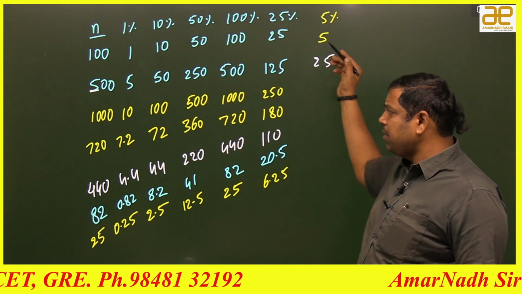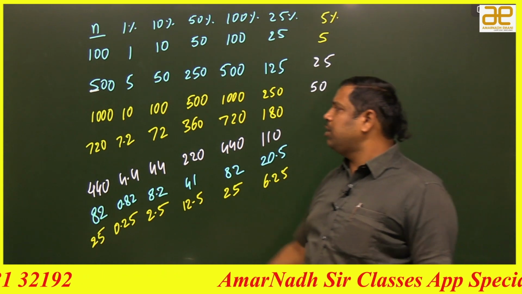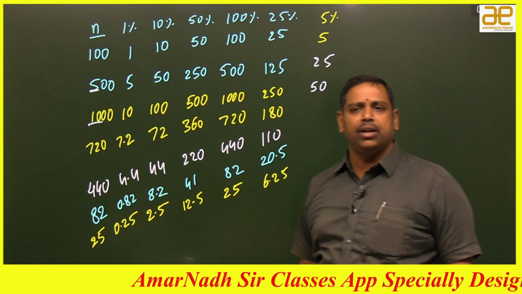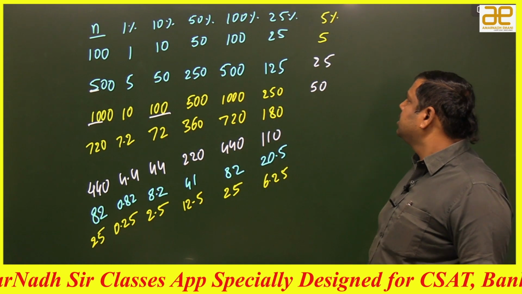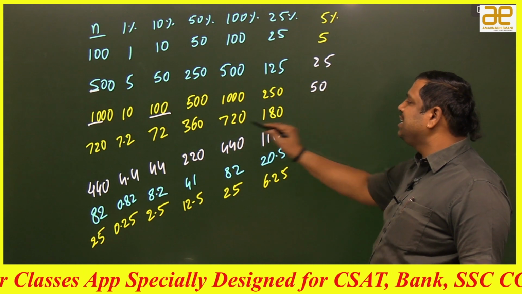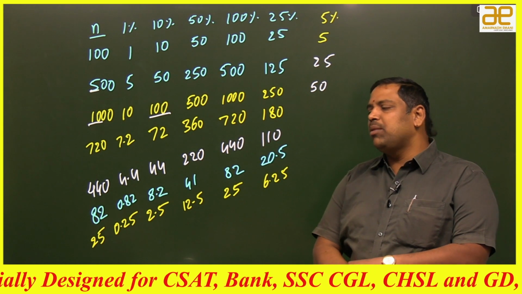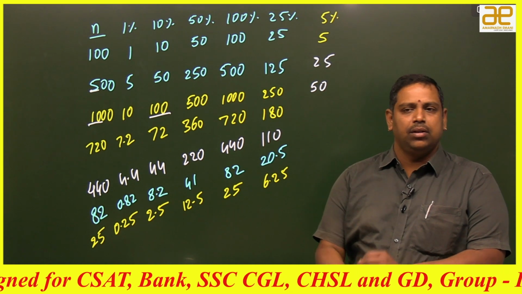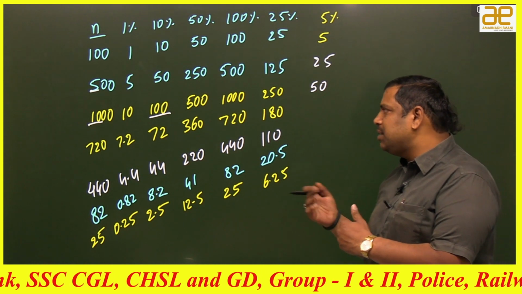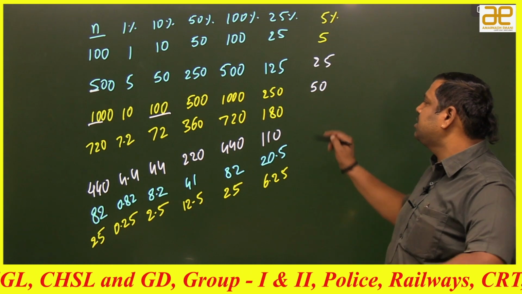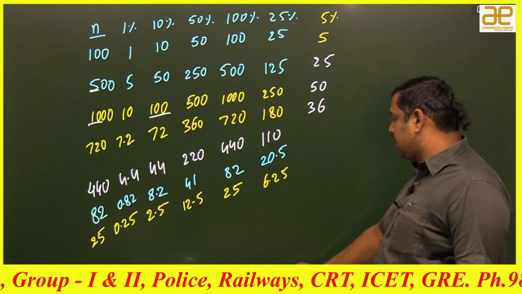1000, 5% is 50. Because 1% is 10, 5% means 5 into 10. Or else 10% is 100, half is 50. So now if I want 5% of 720, this time 1% is 7.2, and into 5 might feel difficult. Leave it. Happily go with 10% by 2. 10% is 72, by 2 means 36. Hope you understand why I am saying this. Okay, go to the next one.